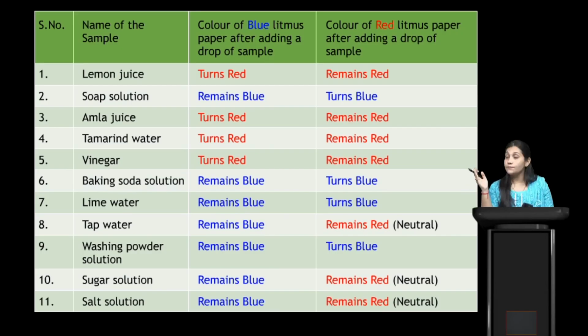So when we put the blue litmus paper in the lemon juice, it turns red, but the red litmus paper remains red. Now children, please note down all these observations because it will be helpful for you afterwards to compare. The second one is soap solution. If we dip the blue litmus paper, it remains blue, but if we use the red litmus paper, it turns blue.